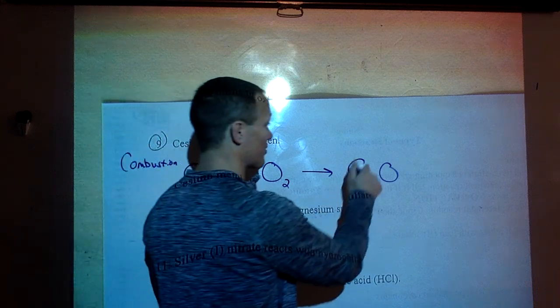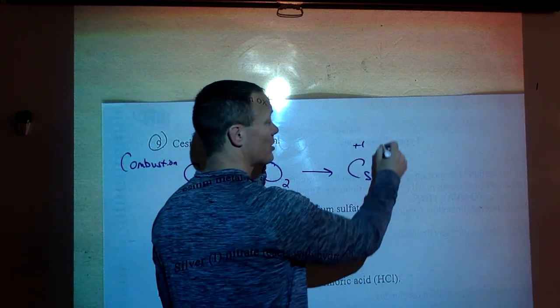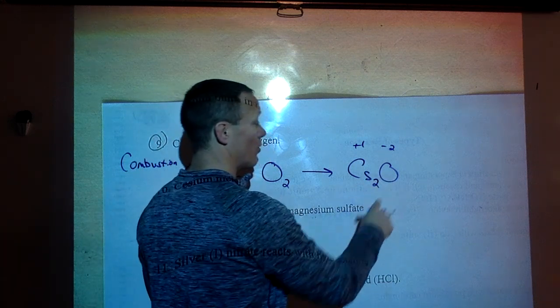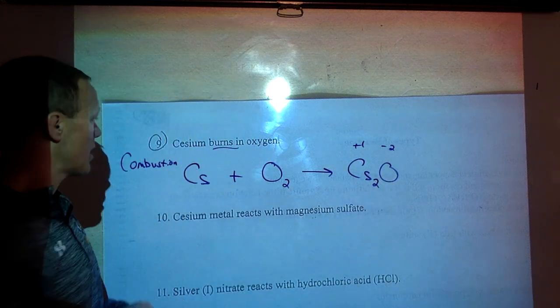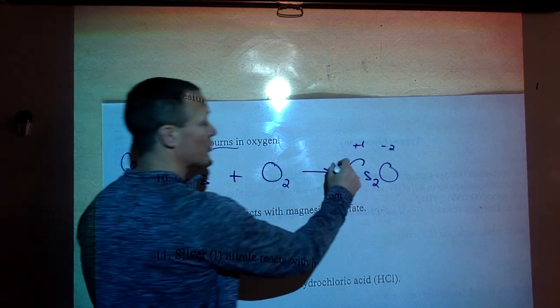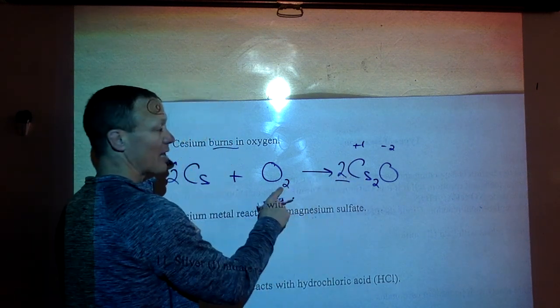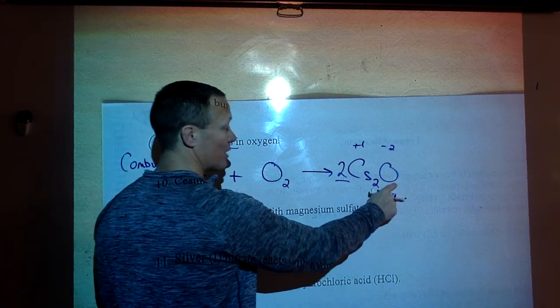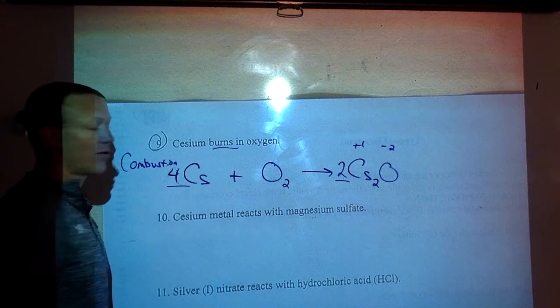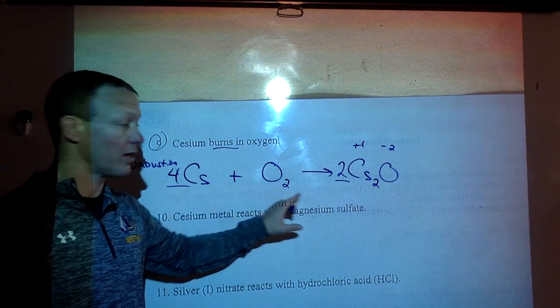Don't take your numbers over. Look up your charges. Cesium's got 1 valence electron, has a plus 1 charge. Oxygen's a minus 2. So it'd be Cs2O. Balance it out. We need 2 out in front of here. Nope, that's not going to work. We're going to need 2 out in front of here because there are 2 oxygen atoms here. That makes 2 there. That means we're going to need a 4 out in front of there. So it's a 4, a 1, and a 2.